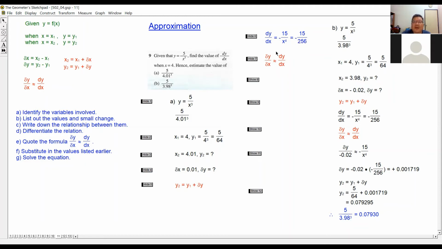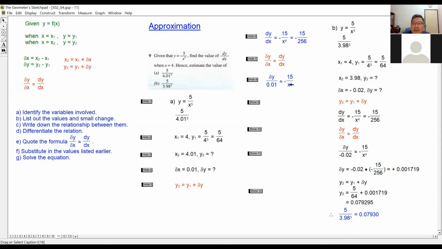The formula for this topic is delta y over delta x equals dy/dx. So how do you join them up? Delta y you want to find. Delta x, where to find? Delta x, here, 0.01. dy/dx, where do you find? From here, dy/dx. Then you put it inside here.